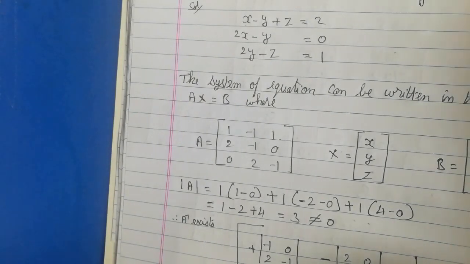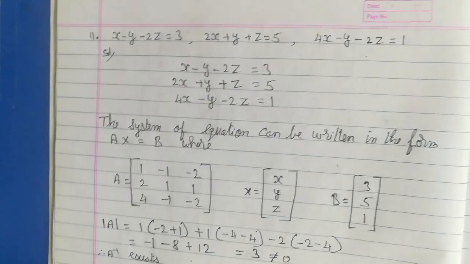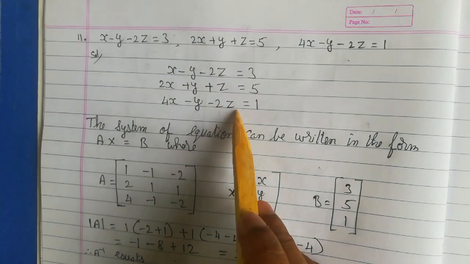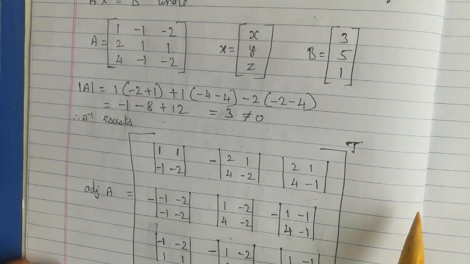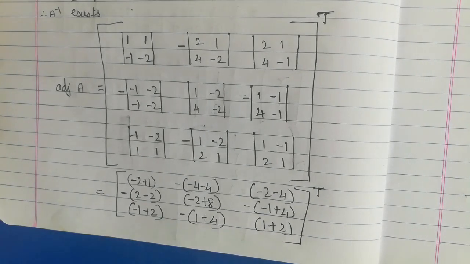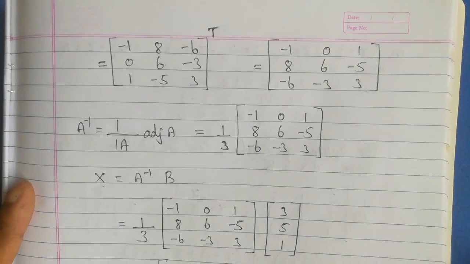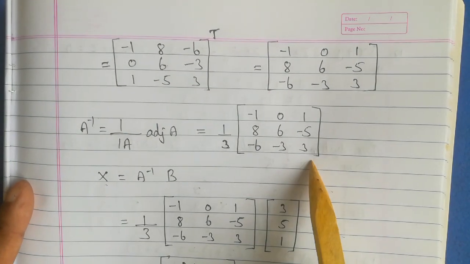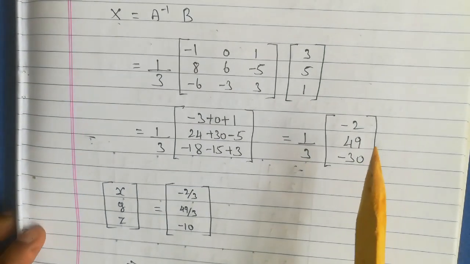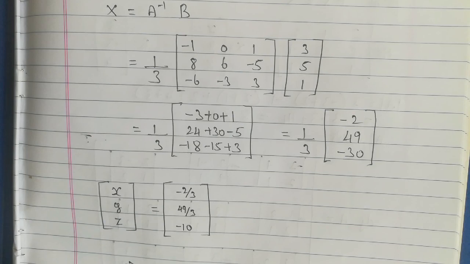Eleventh problem. Question is given. Find the inverse. Adjoint. A inverse. By solving, we got the value of x, y, z. You can try and check.